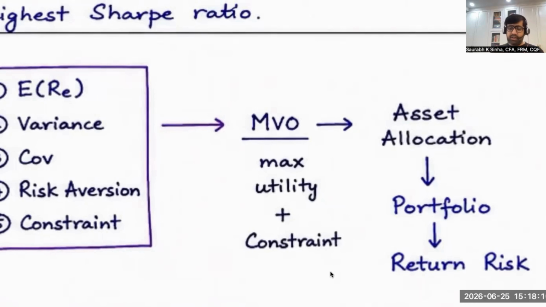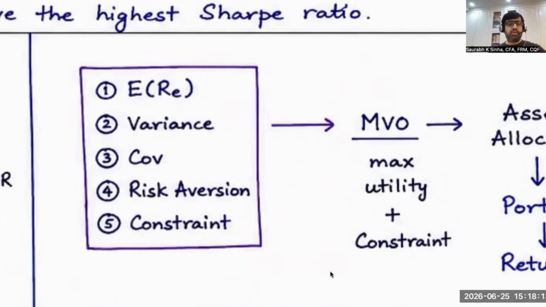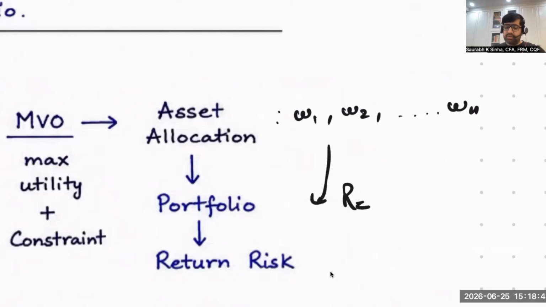So what are the inputs in the mean variance optimization? The expected return, the variance of each asset, the covariance matrix of all the assets, risk aversion, and constraints, right? Mean variance optimization tries to maximize the utility based on the constraints. At the end, it will throw what? Asset allocation. Asset allocation simply means the weights of different assets. And then you can back calculate the return, because that is a weighted average, and you can calculate the risk.